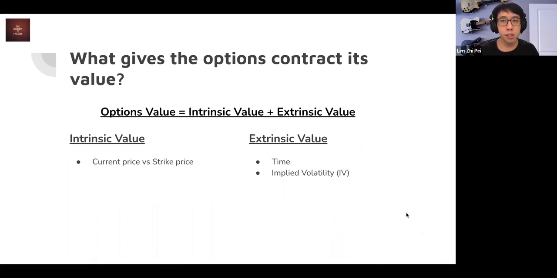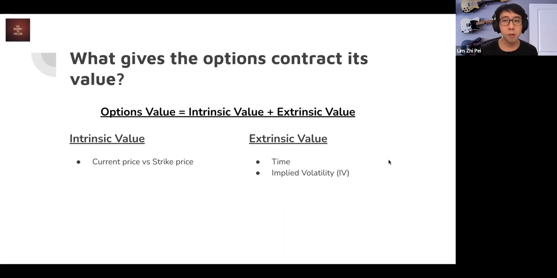This is also another recap. What gives the options contract its value? As you can see, there are two things: intrinsic value and extrinsic value. The intrinsic value is the value that the stock price has. It is comparing the current price versus your strike price in the contract. So if the current price is higher than the strike price, then your call option would have some intrinsic value. As for extrinsic value, there is a time component and IV, implied volatility.